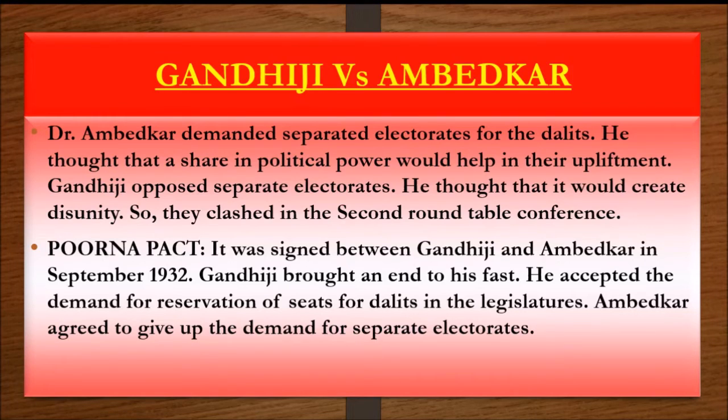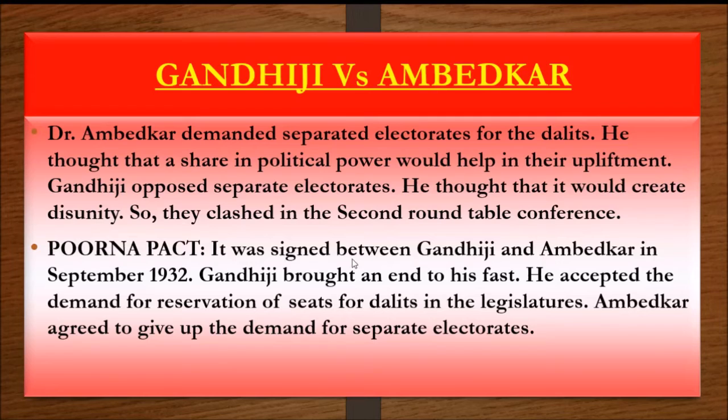Now, if we see here children, Dr. Ambedkar demanded separate electorates for the Dalits. He thought that a share in political power would help in their upliftment. Gandhiji opposed separate electorates. He thought that it would create disunity, so they clashed in the second round table conference. This is what we have discussed now, right?